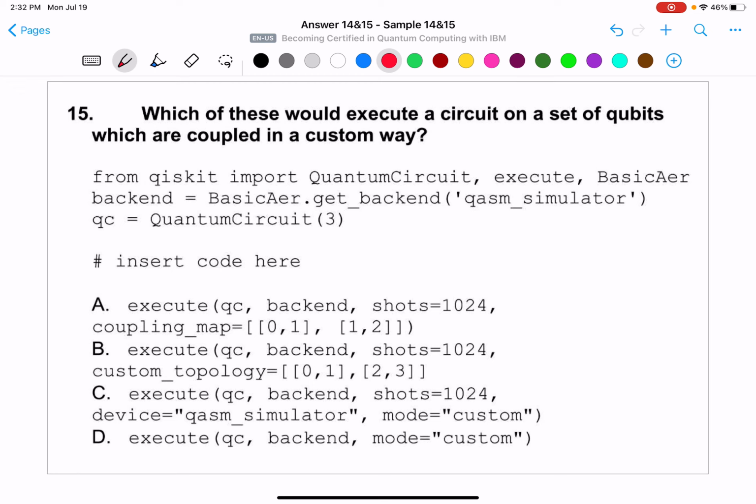And then for 15, which of these would execute a circuit on a set of qubits which are coupled in a custom way? So now we want a custom coupling instead of a linear coupling. Well, we can use any coupling we want, but we know that this is a keyword. So that's the right answer already. But what about this one? That's not a keyword either. And device, we give that with backend, so I should be coloring this red. Anyways. And D, so all these are the wrong answers since they use the wrong keywords. And there you go.